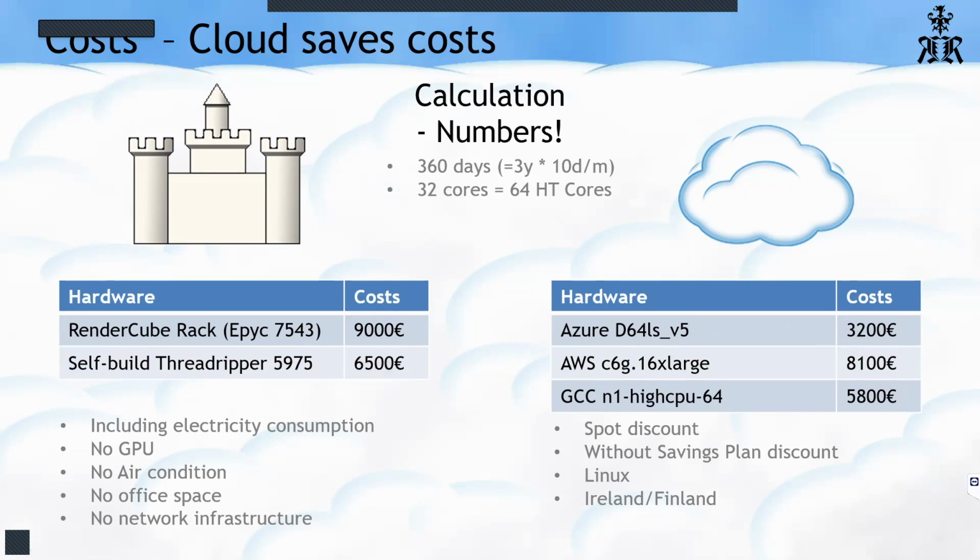So you can compare if I use, for example, the cloud for only 5 days a month, then you can use your on-premise machine for 6 years or the cloud for 6 years, and the cloud is still cheaper.